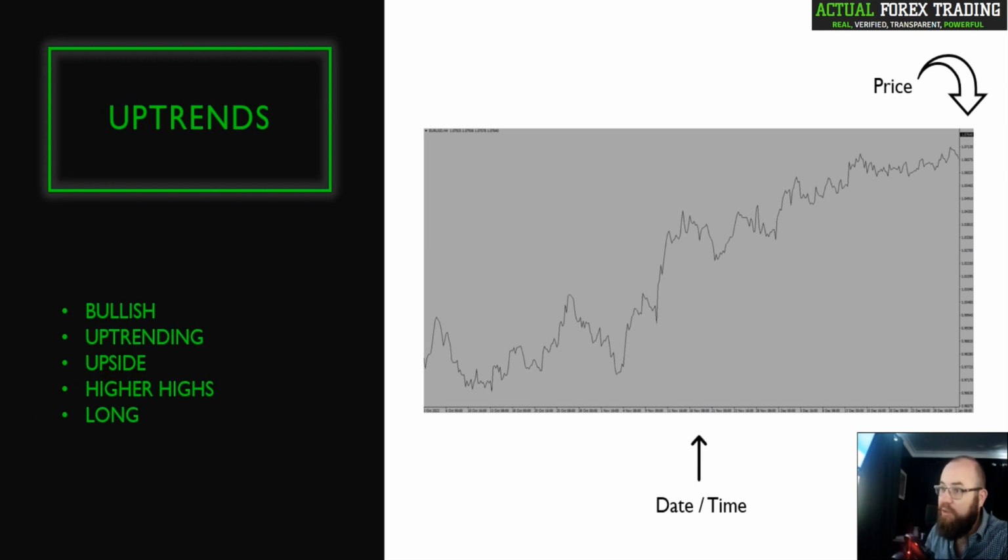You may hear the term higher highs or even long. So you may hear a trader say, I'm going to go long. That means they're anticipating a bullish move, a move higher on a particular currency pair, stock, commodity, etc.